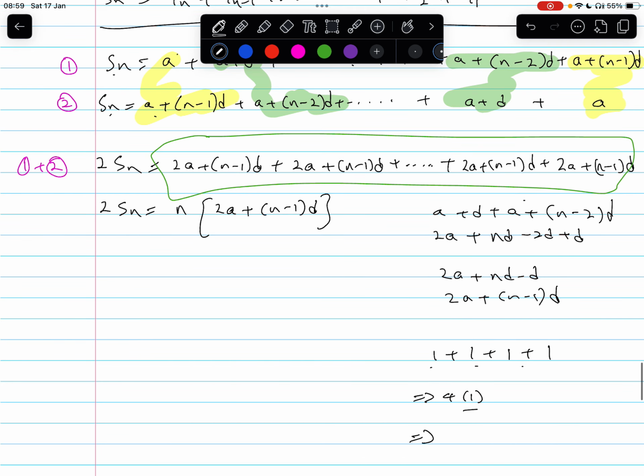Okay. Then we divide both sides by 2. And you get your general formula. And that's it for this lesson.